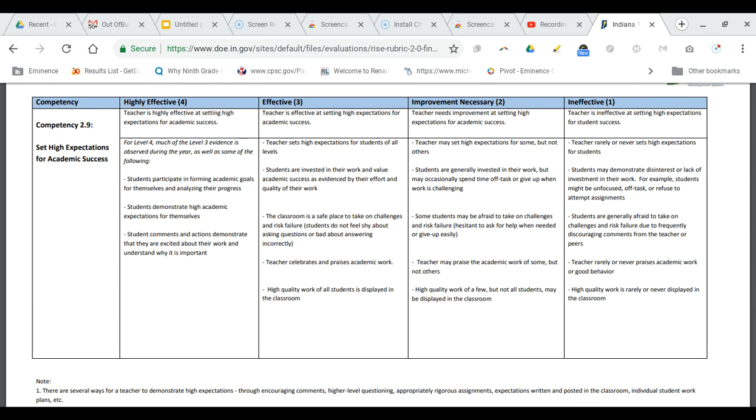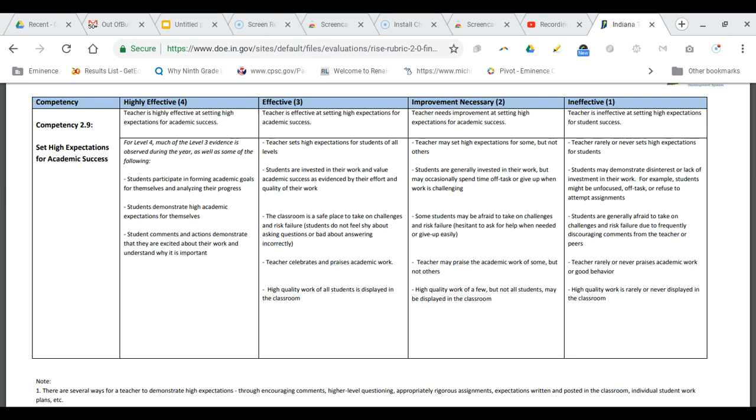2.9 is setting high expectations for academic success. That one's sometimes hard to see if you don't have it set up in a way where students are writing about their goals or self-tracking their success. It's going to be hard for me to see highly effective. But if you let special education students sit to the side and not move towards mastery of the priority standards, then we're probably going to see a score that's not even effective.